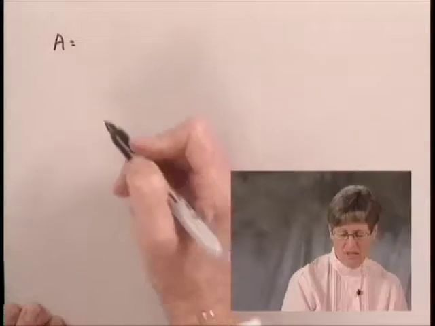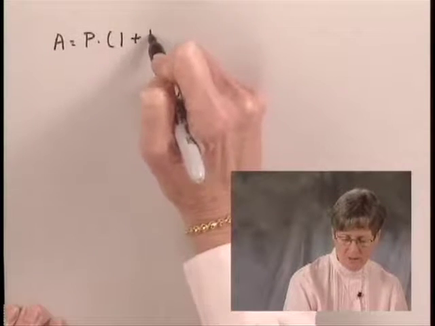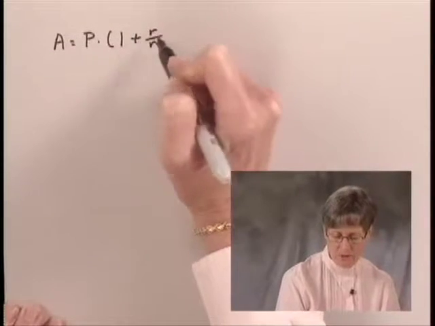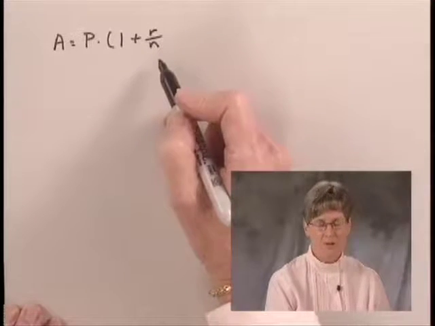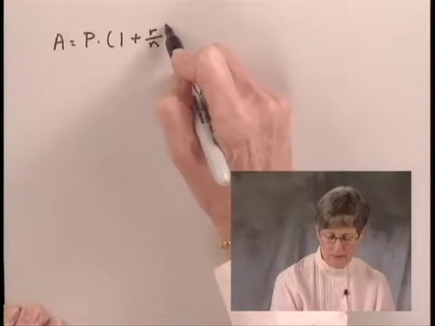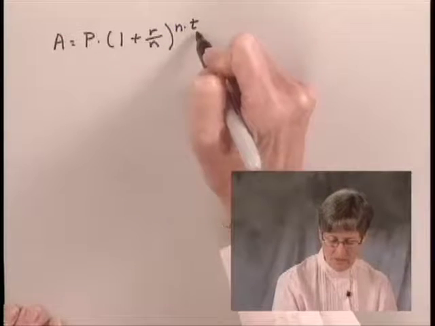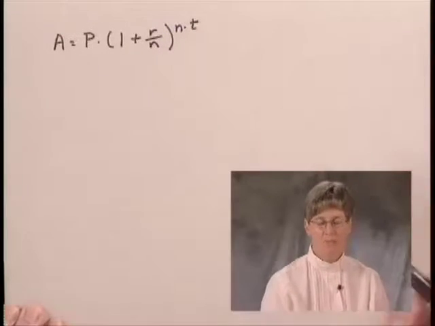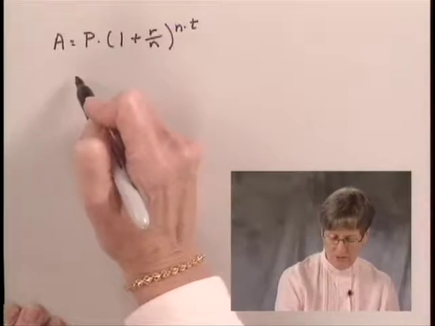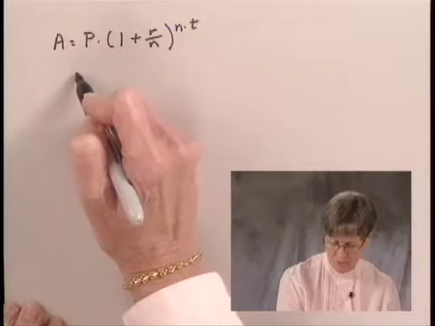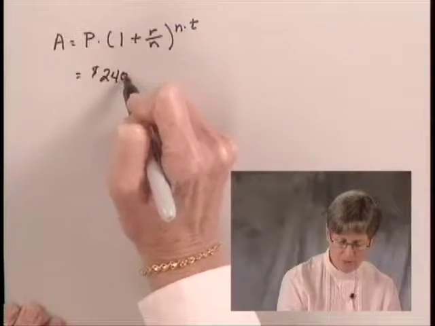That tells us that the amount is equal to the principal times 1 plus R over N, where R is the interest rate and N is the number of compounding periods annually. And that's raised to the power N times T, where T is the length of time the money is invested in years. Now, filling in what we know here, we know that the principal, the amount that Karen has to invest, is $2,400.